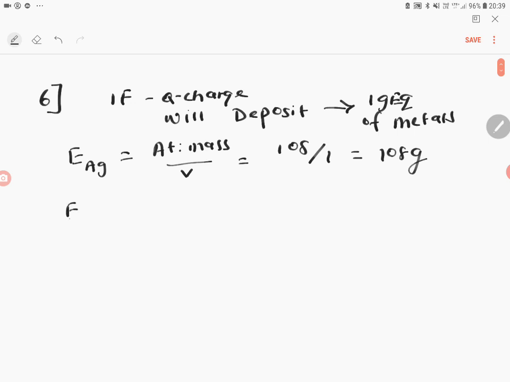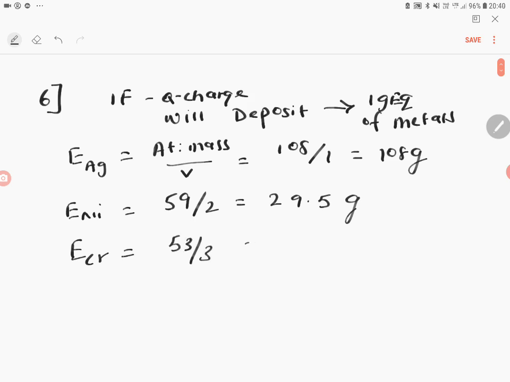Next, equivalent mass of nickel is equal to atomic mass by valency, 59 by 2, that is 29.5 grams. Equivalent mass of chromium is equal to 53 divided by 3. Valency of chromium is 3, so 17.3 grams. Therefore, option A is correct.